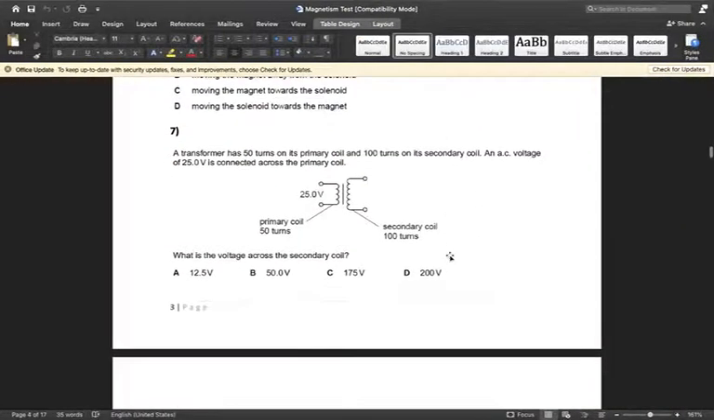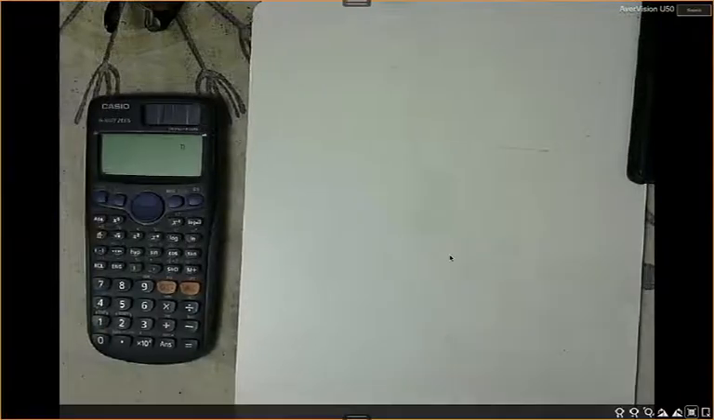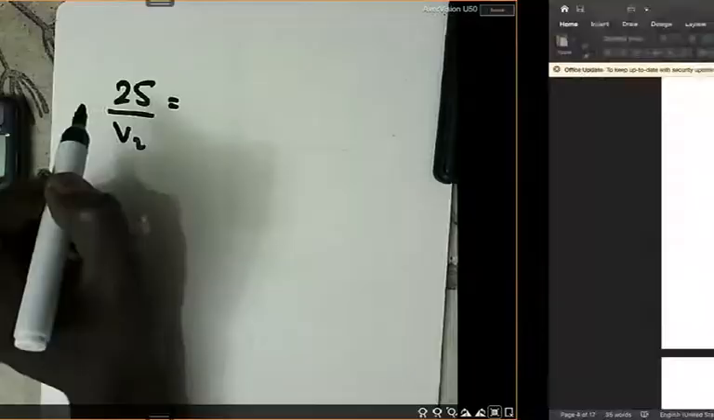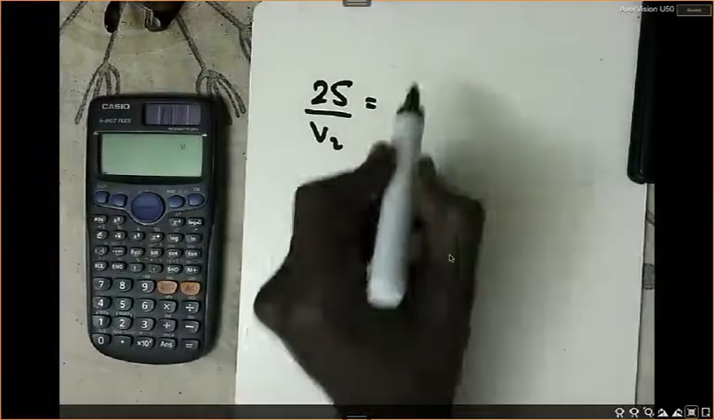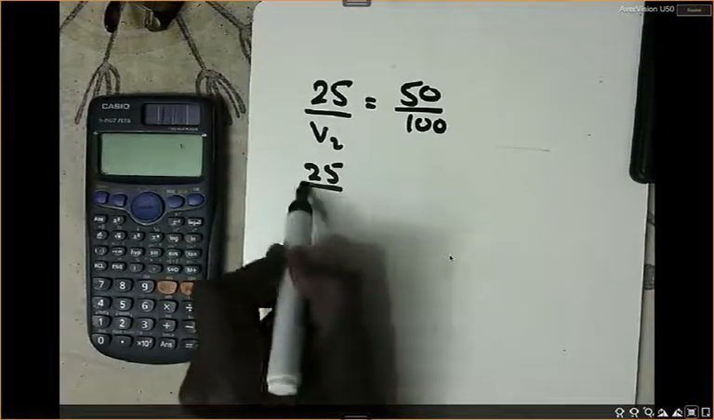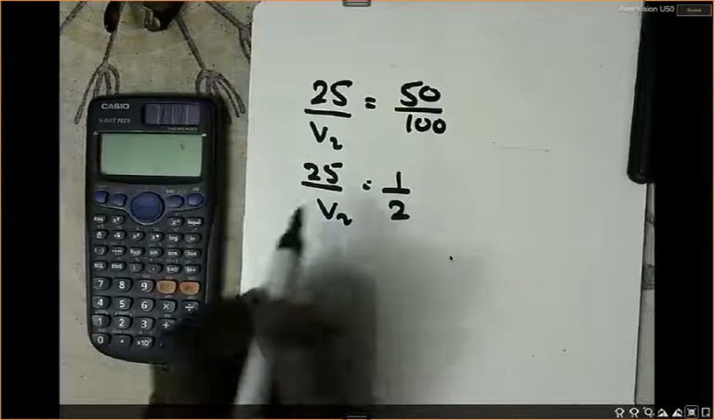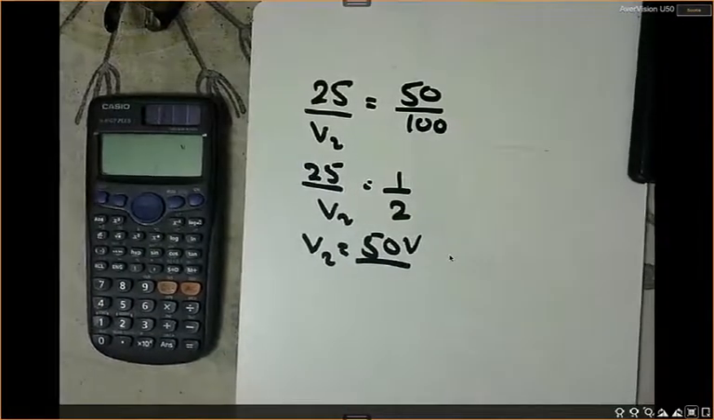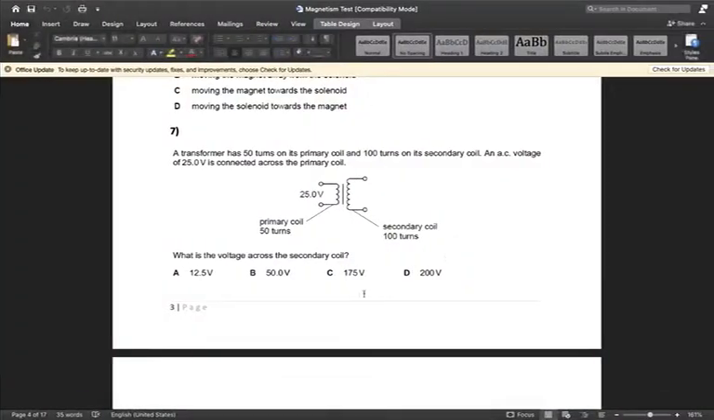Now, question number 7. Again, N1 over N2 equals V1 over V2. So, same thing, 25 over V2 equals 50 over 100. So I can just simplify. 25 over V2 is 1 over 2. You cross multiply, V2 is 50 volts. So the answer is B.